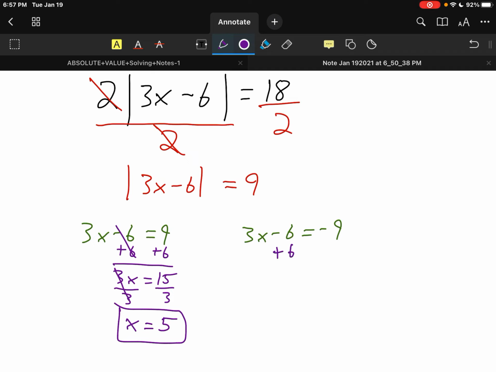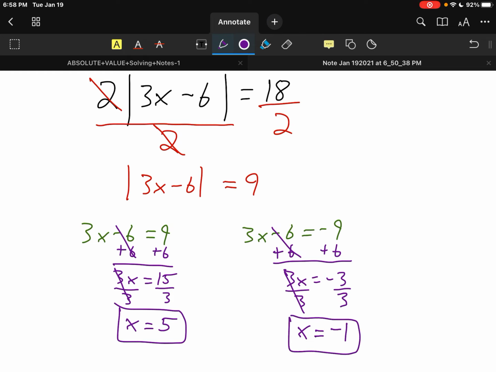I'm going to add 6 to both sides. It cancels, so you get 3x equals, and this is the only difference here, negative 9 plus 6 is negative 3. Then I divide by 3, which is x equals negative 1. So you do the exact same solving steps; your numbers are just going to turn out differently. So that is our first example.